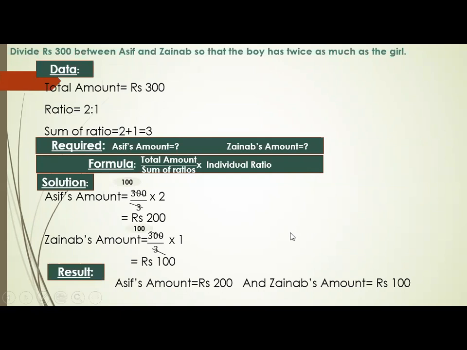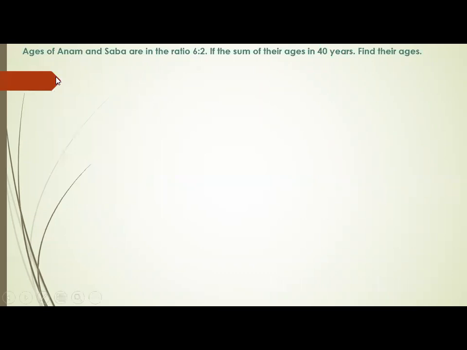And how can we know whether the answer is correct or not? Yes, we can check the answer also. If we add 200 and 100, we get the total amount, that is 300. That means our solution is correct. Okay, next question.